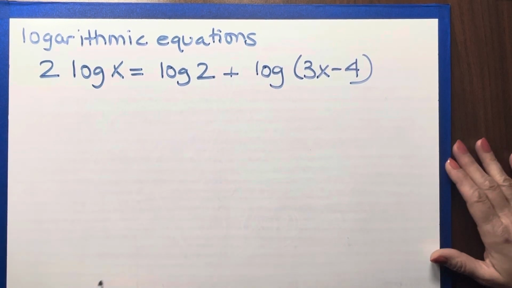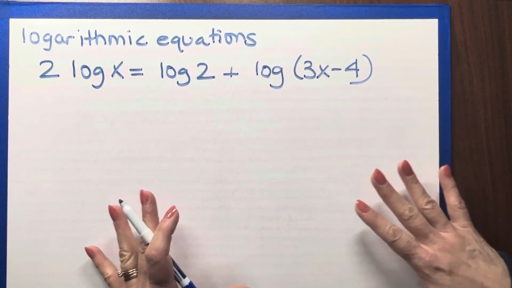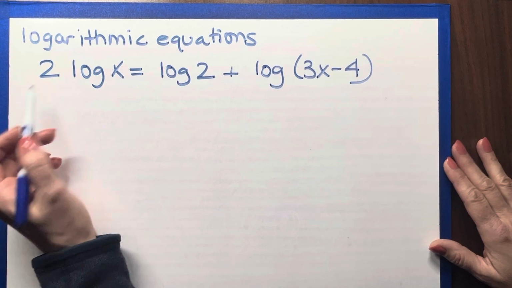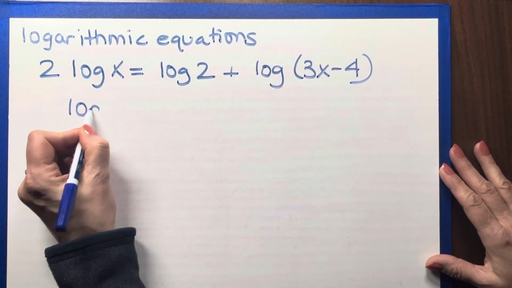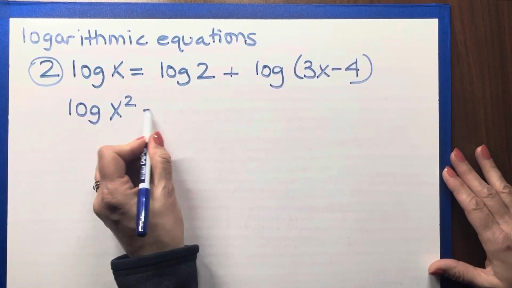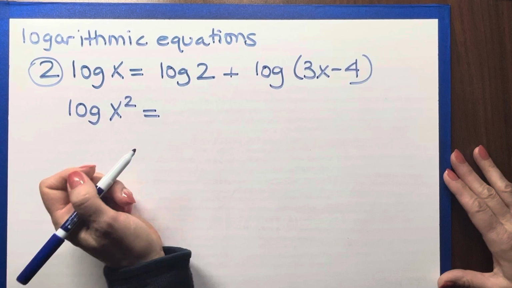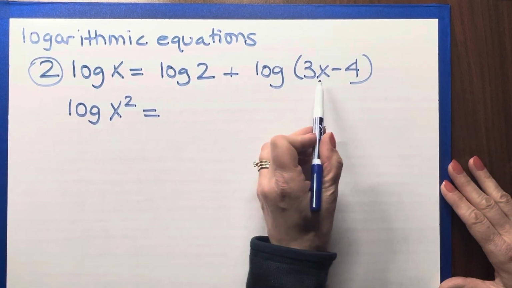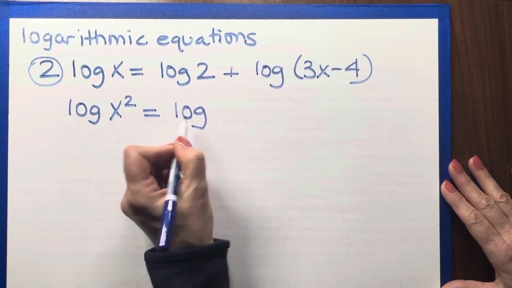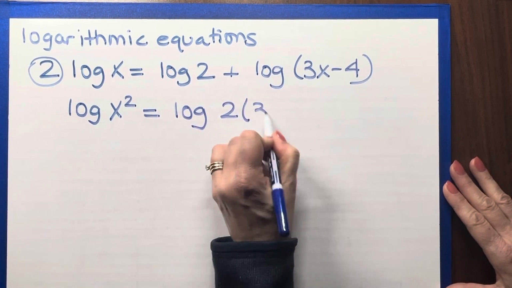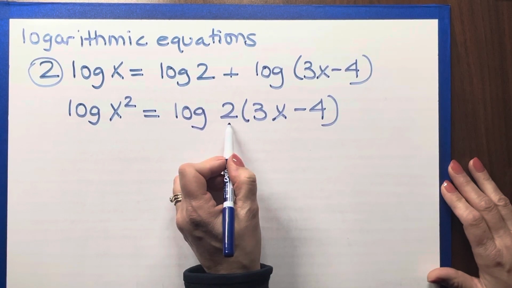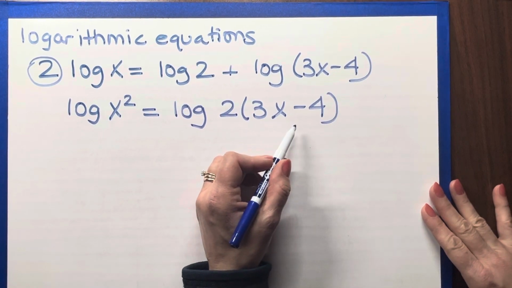So what we're going to do first is combine logs and simplify with the exponent of the coefficient right here. So that looks like log of x, this 2 comes up and becomes the exponent, so it's the log of x squared. Over here, when we have 2 logs and we're taking the sum, we can rewrite it as one log statement as a product of the 2 arguments. So I'm going to have the log of 2 times 3x minus 4.